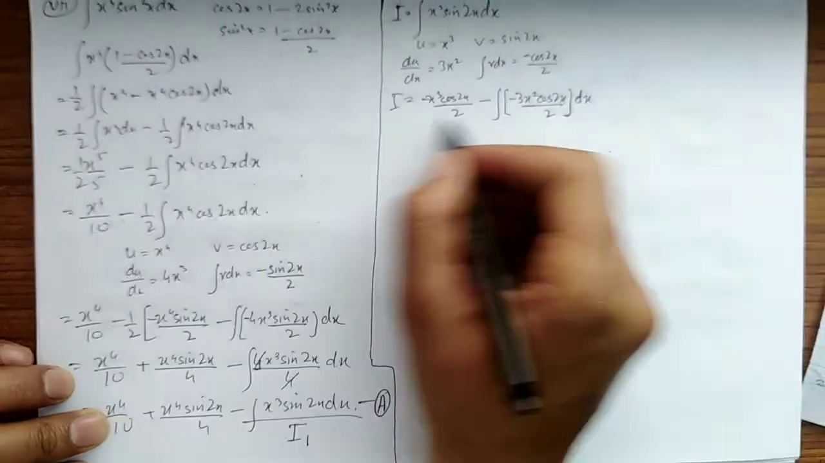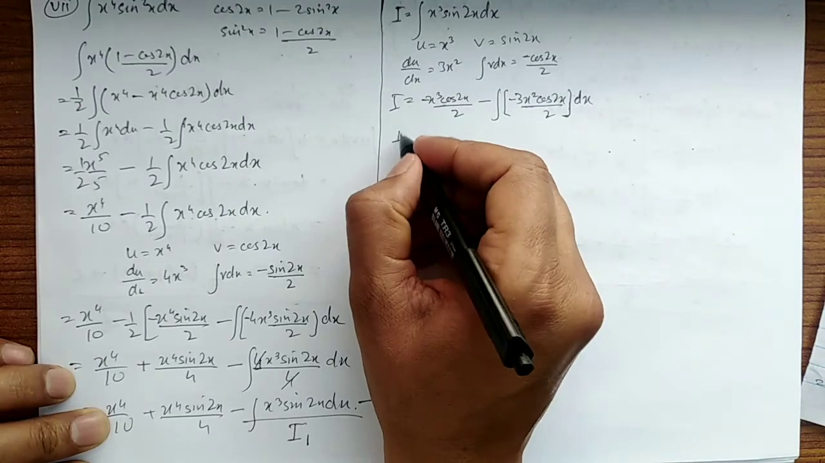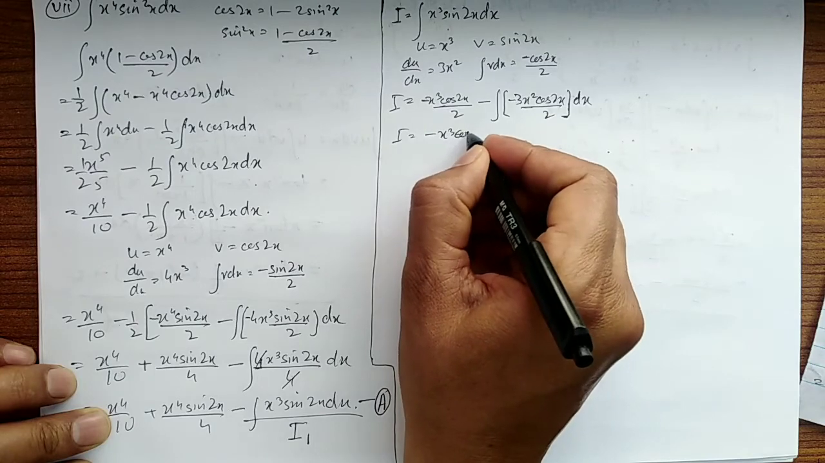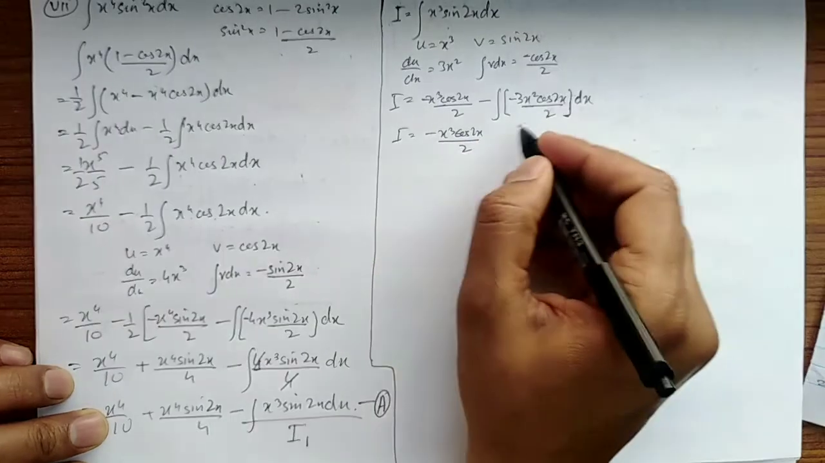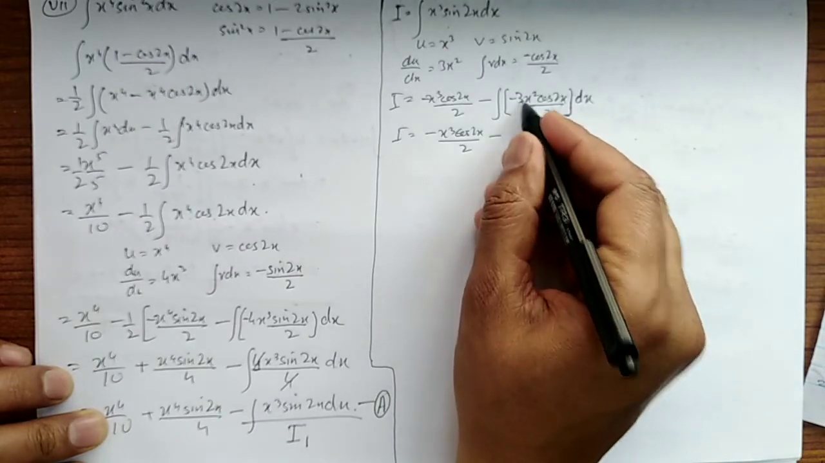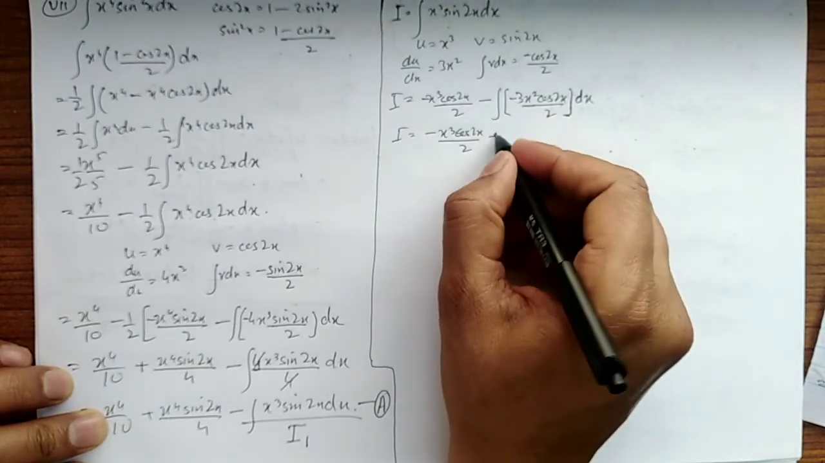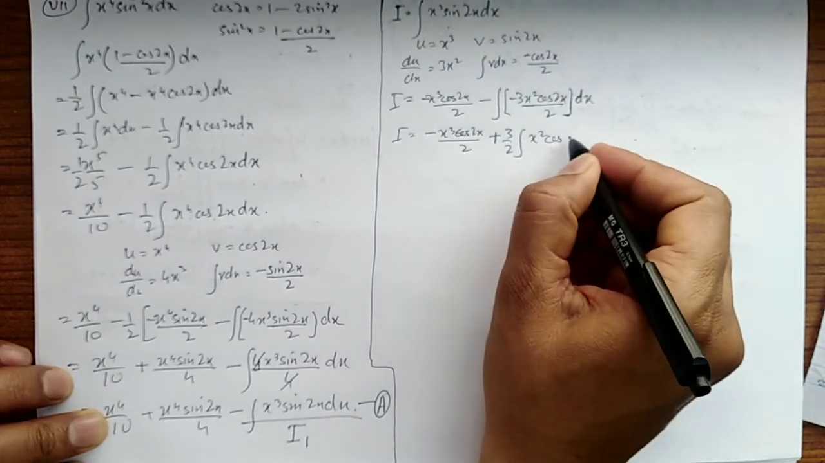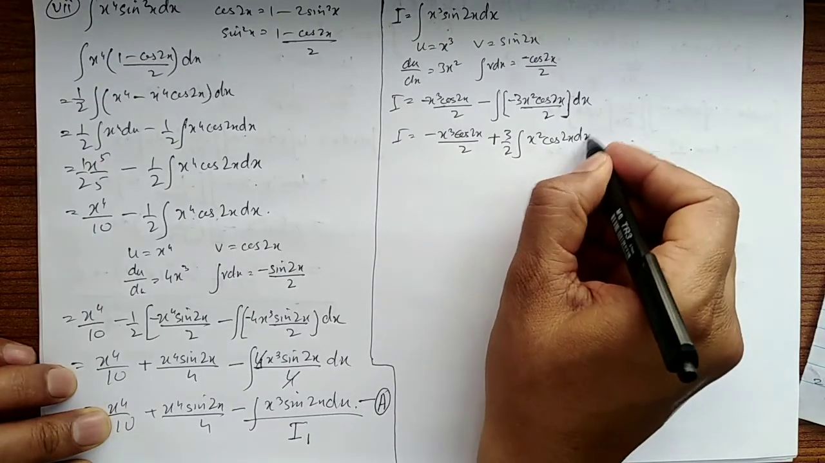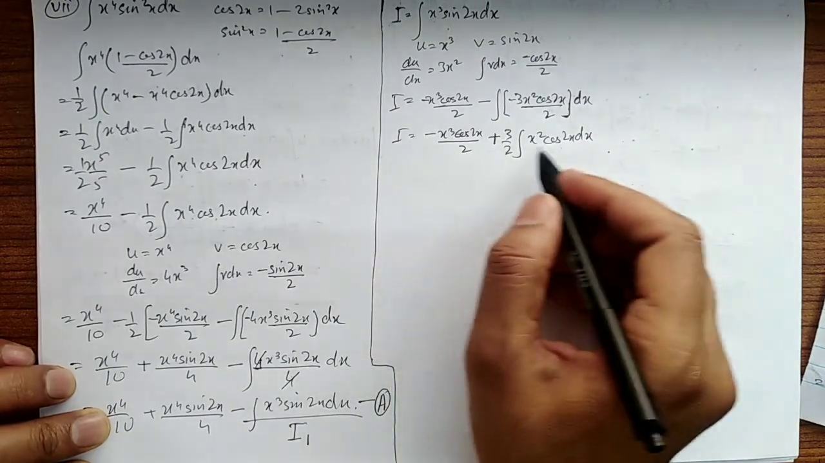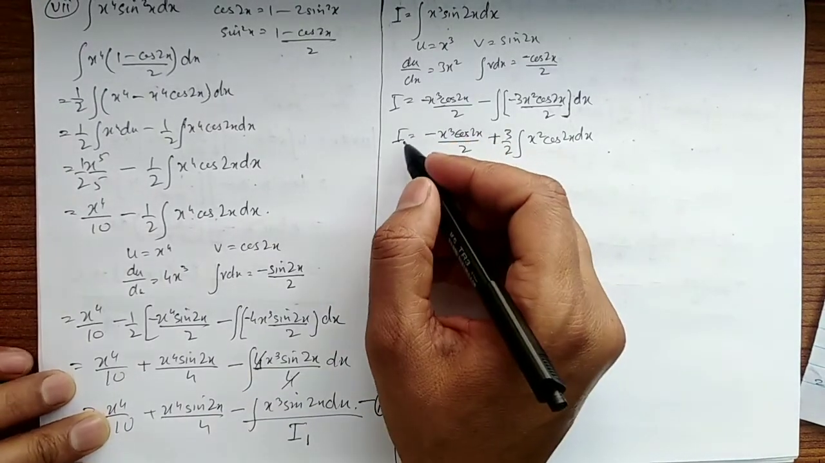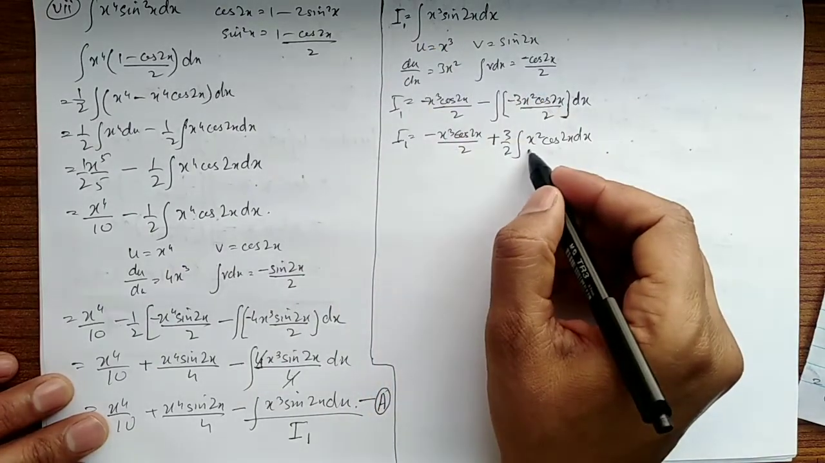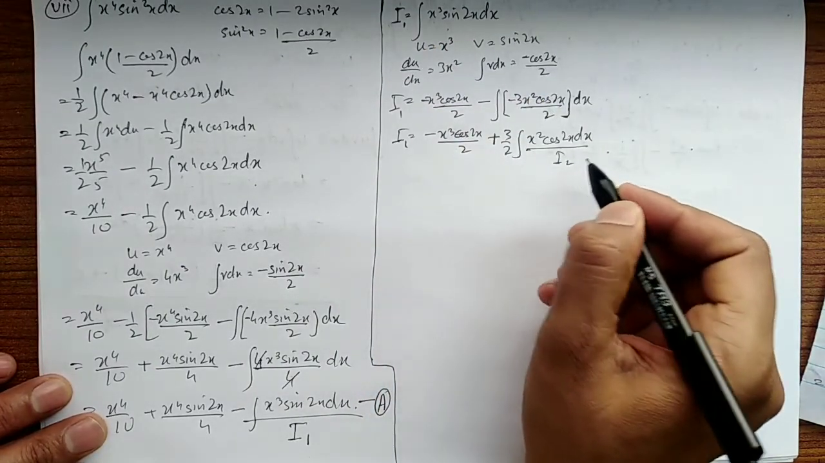Just put the value directly into the formula, and I have now minus x cube cos of 2x upon 2 minus, take this 3 and this 2 outside with negative sign, this will give you plus 3 upon 2 integral of x square cos of 2x dx, right? So again this is I1.